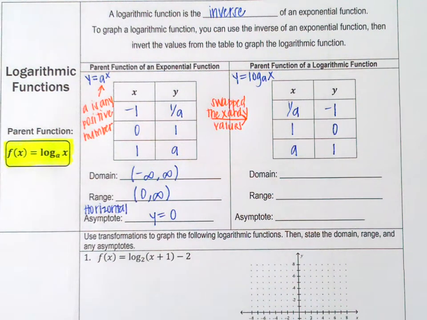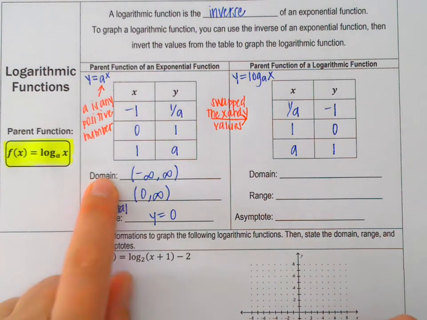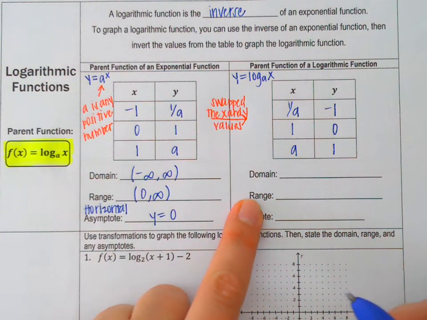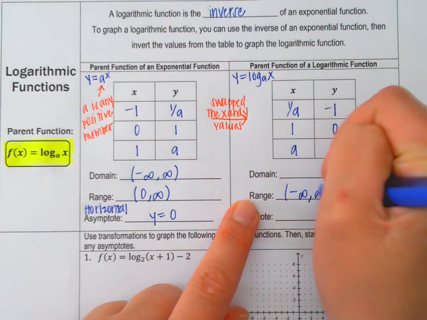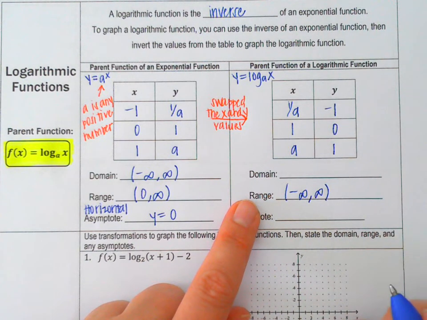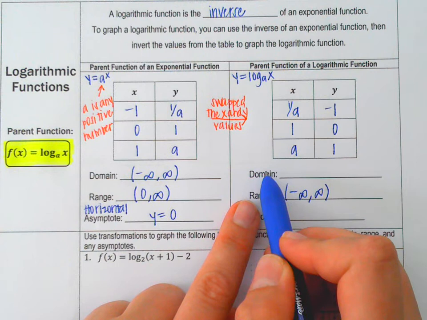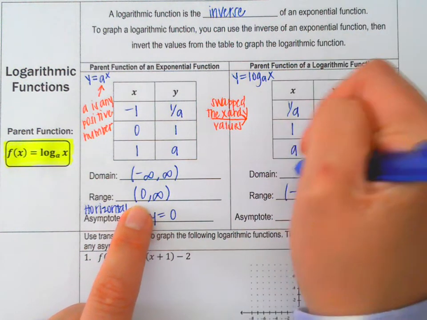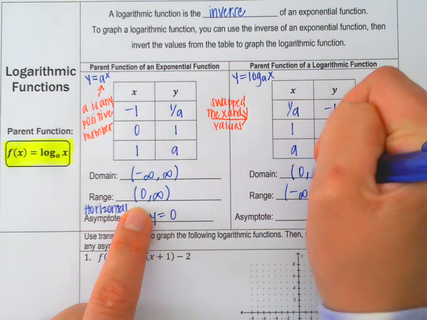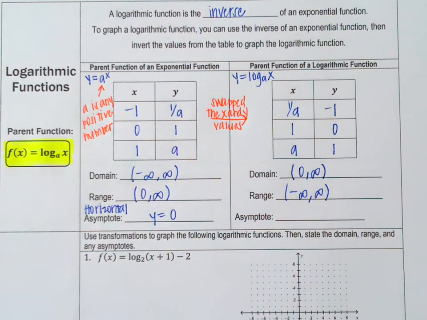Now, to find the domain and range, if you remember, again, the domain of the original is the range of the inverse. So that means the range of the inverse is going to be also all real numbers. And then the domain of the inverse is going to be the range of the original. So the domain here is going to be 0 to infinity.